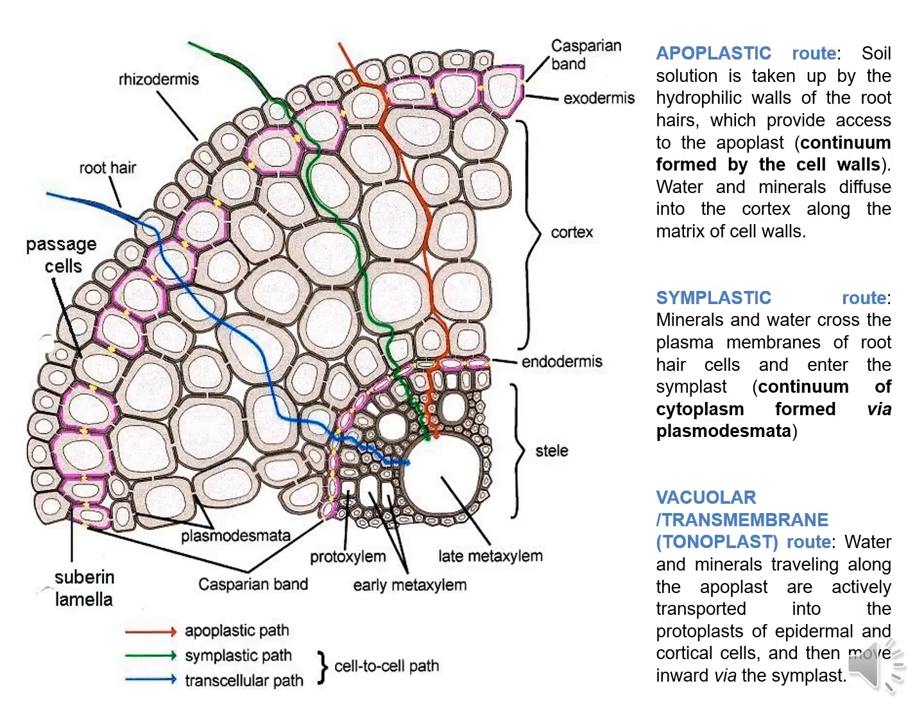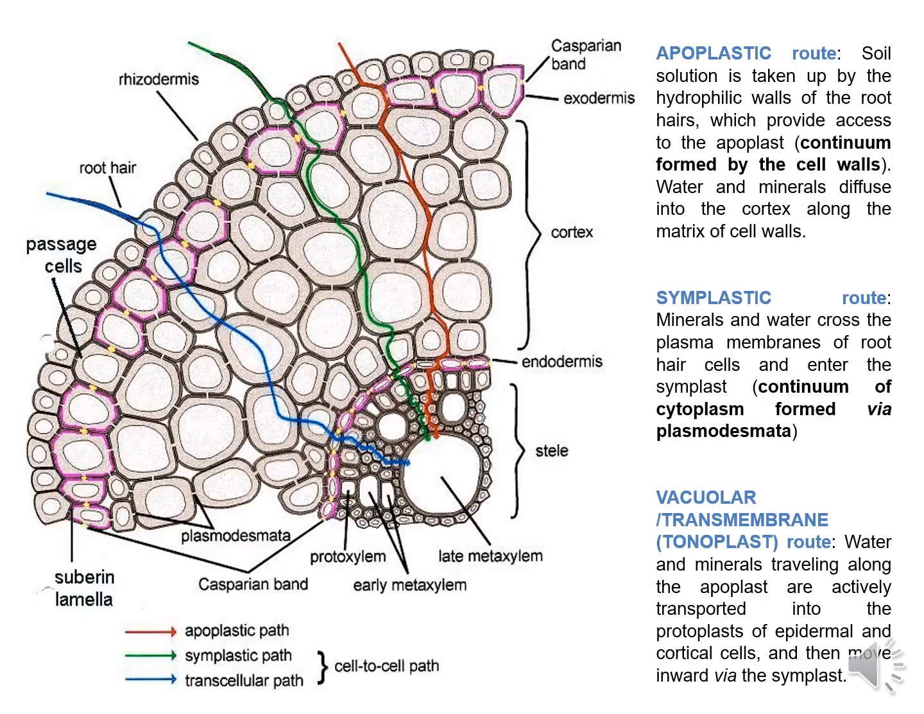What about the symplastic route? The minerals and water will cross the plasma membrane of the root hair cell and enter the symplast, which is the cytoplasm, which is connected via plasmodesmata. That means in the symplastic route, the transportation of mineral and water is crossing the plasma membrane and also crossing the cytoplasm, which is formed via plasmodesmata.